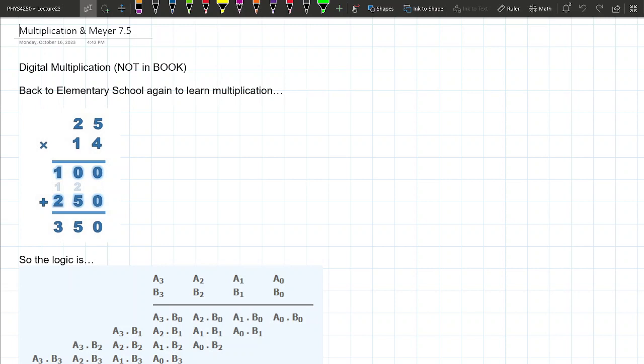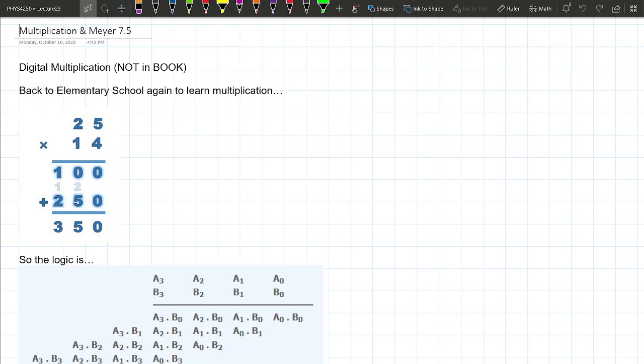Okay, so going back to elementary school again, we multiply. This is the long multiplication, so this is 25 times 14. We're not going to try to multiply a number that big in binary. But when you multiply, for each digit, for each bit, in this case a place 10 bit, you have one row of things you have to add.